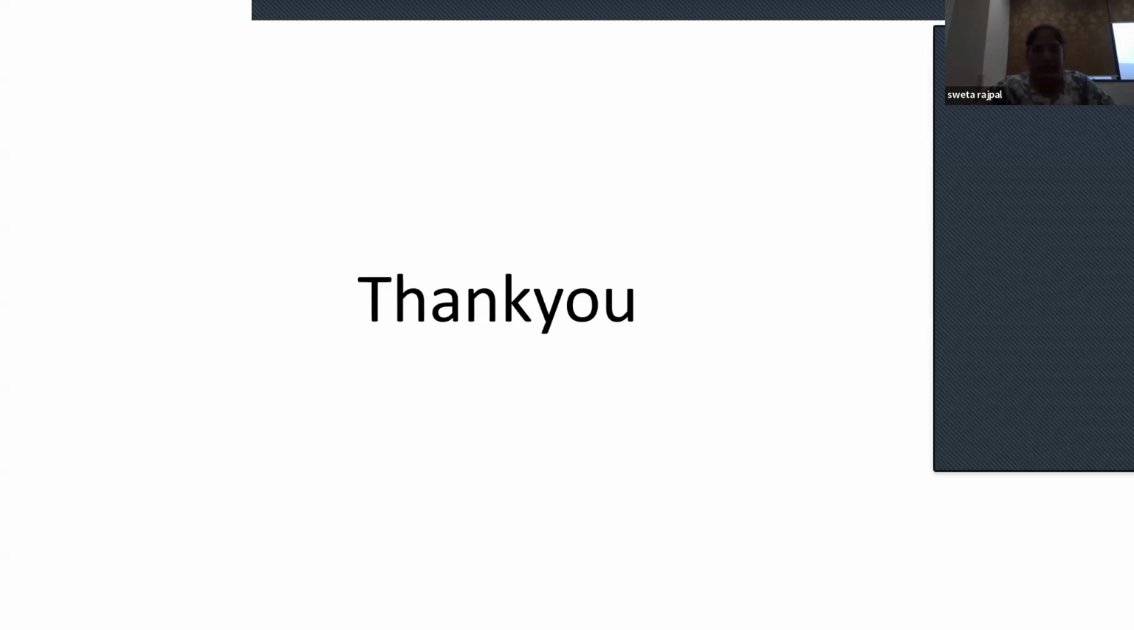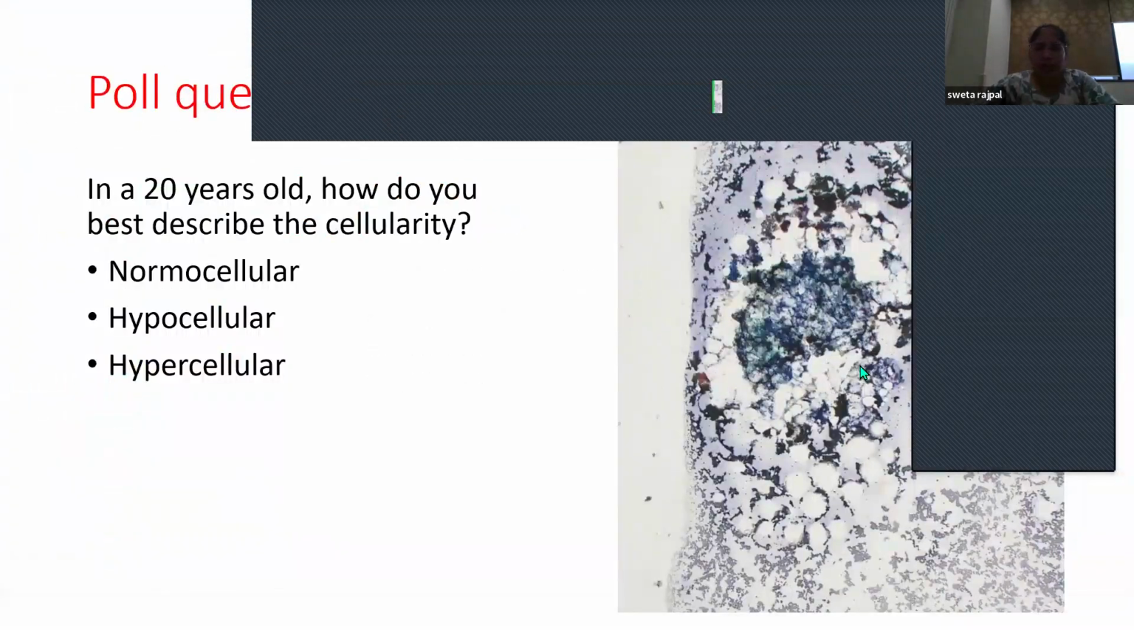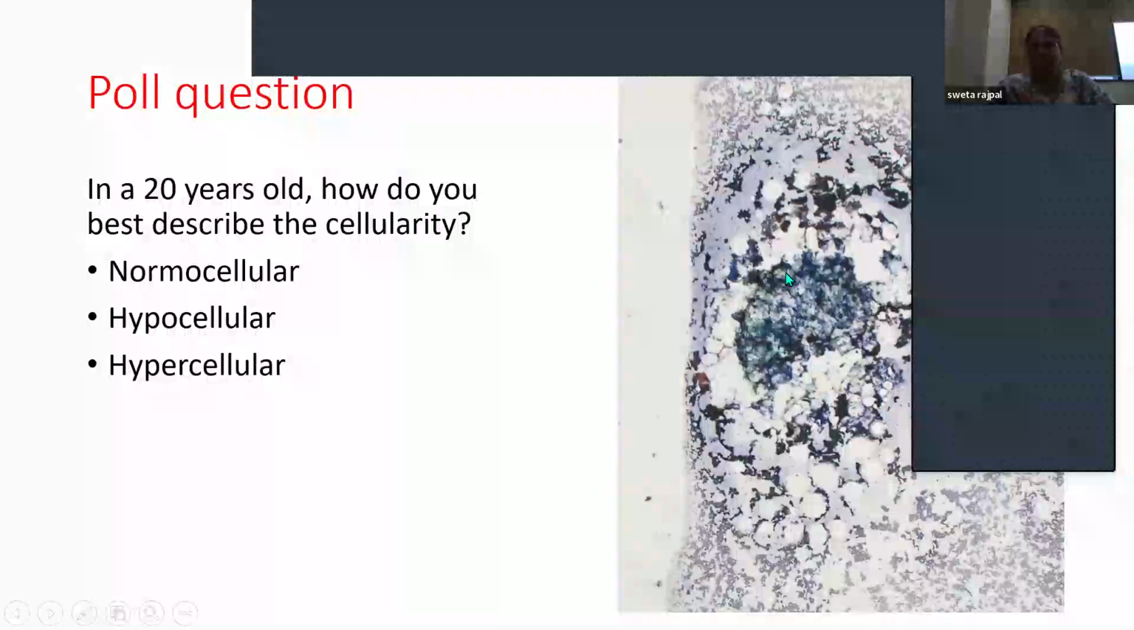So this is something that I had prepared. If you look at this, this is called a particle. Here we can see only fat spaces. We do not see any cellular component, unlike the previous case where we saw a normocellular marrow with cellular components. Here we see only fat spaces. So this is a hypocellular aspirate.